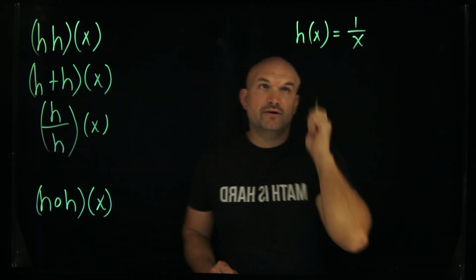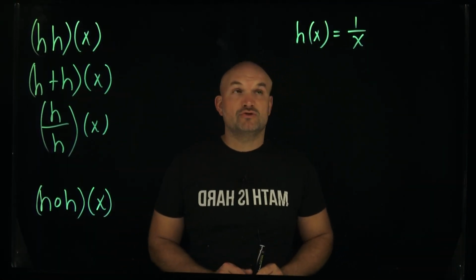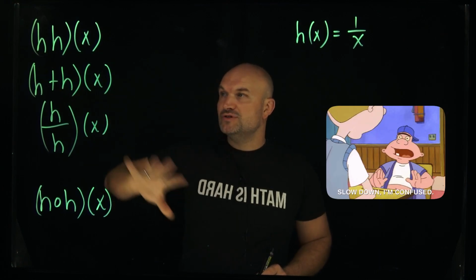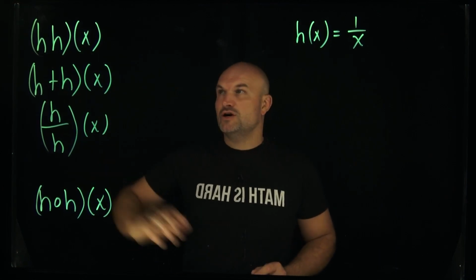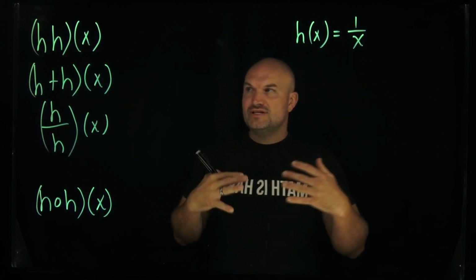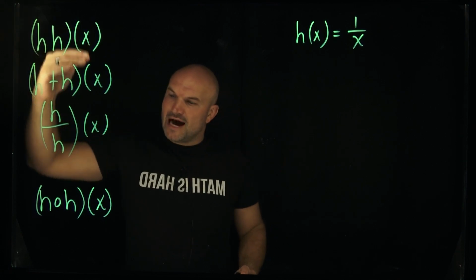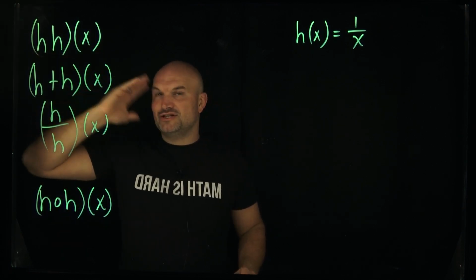All right, so in this video, what I want to do is take the function h of x equals 1 over x, and apply some operations. A lot of times students get confused on these operations, the way that they're written. So what I always like to do is first rewrite them so we have a better understanding, because operations with function notation sometimes can be confusing.